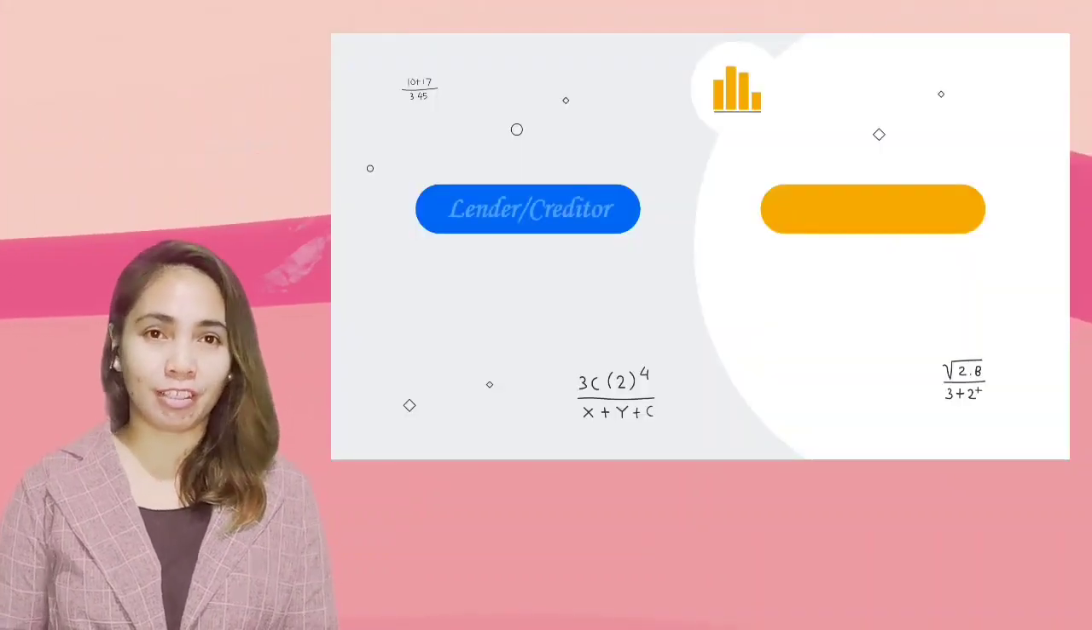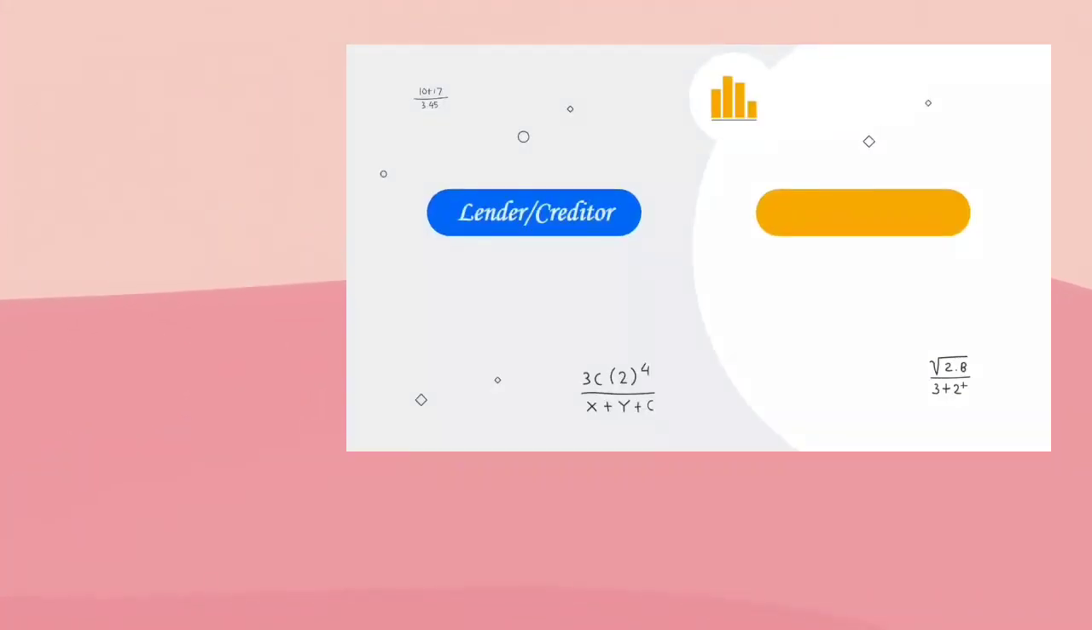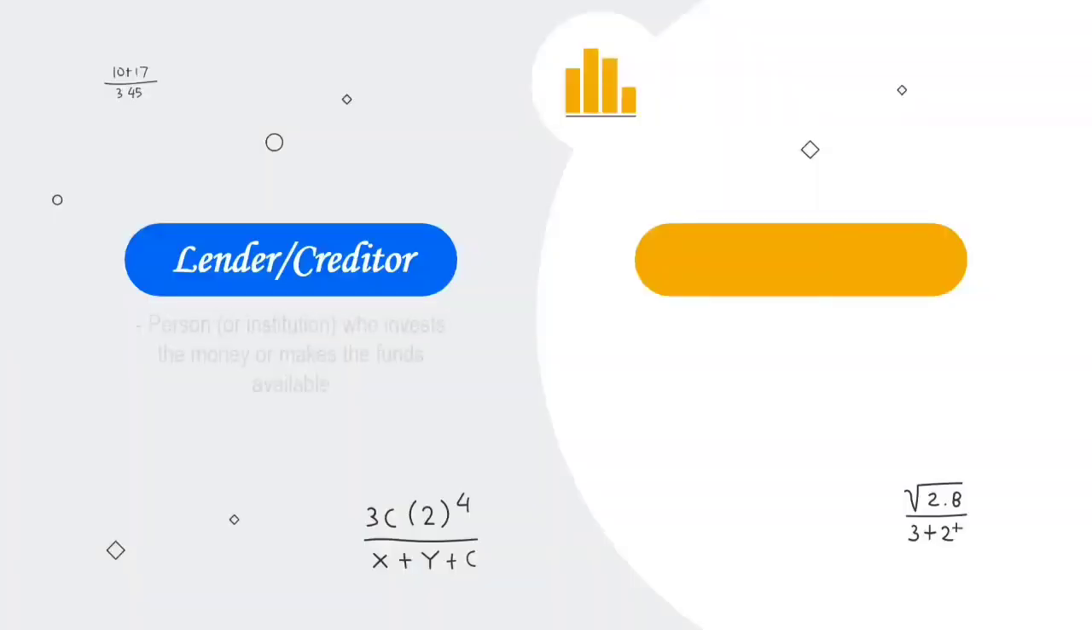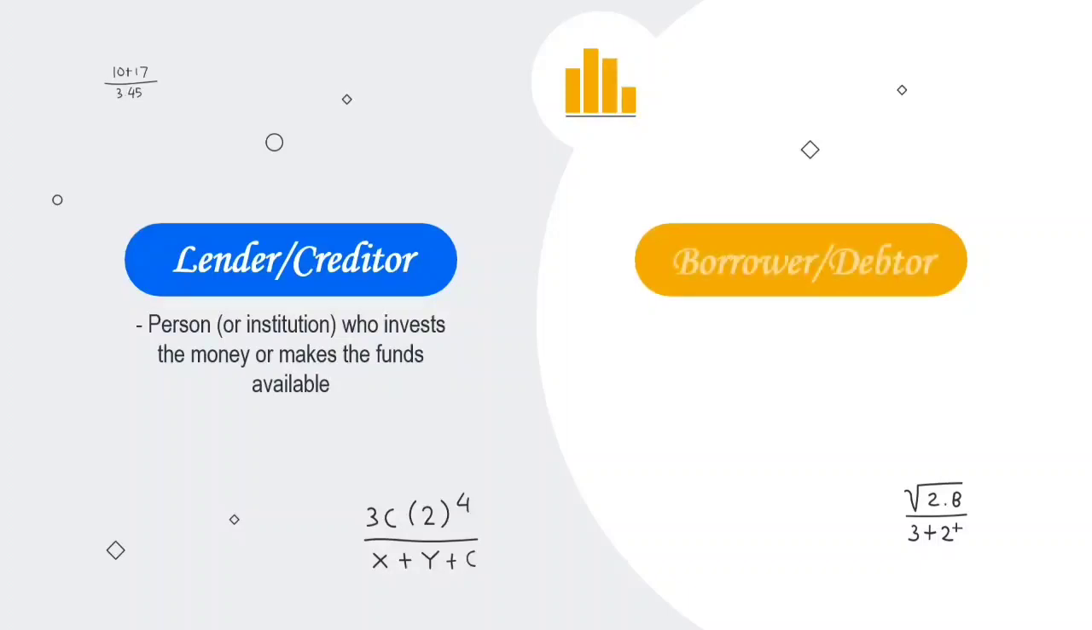Let's start with the lender or creditor. The lender or creditor pertains to the person or any institution who invests the money or makes the funds available. Borrower or debtor, on the other hand, pertains to the person or institution who owes or borrows the money from the lender.